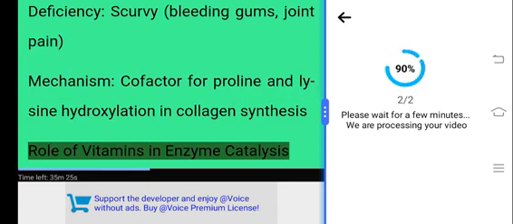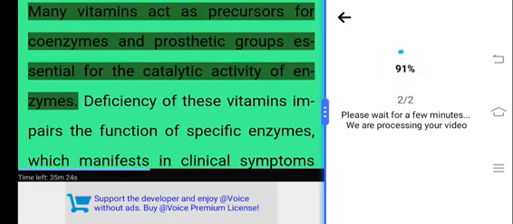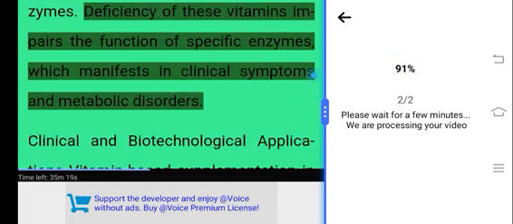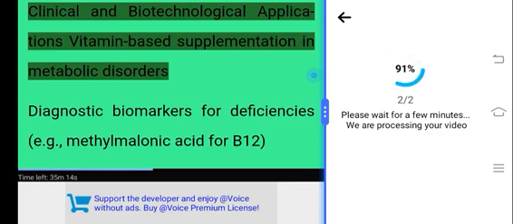Role of vitamins in enzyme catalysis. Many vitamins act as precursors for coenzymes and prosthetic groups essential for the catalytic activity of enzymes. Deficiency of these vitamins impairs the function of specific enzymes, which manifests in clinical symptoms and metabolic disorders. Clinical and biotechnological applications.